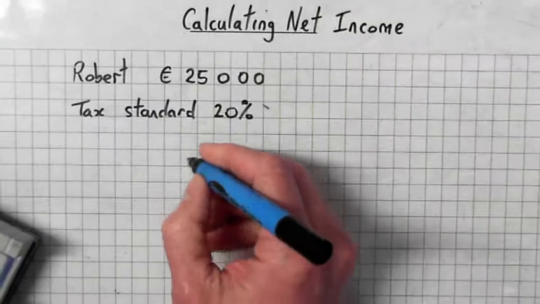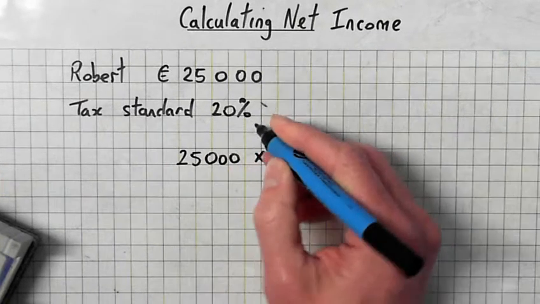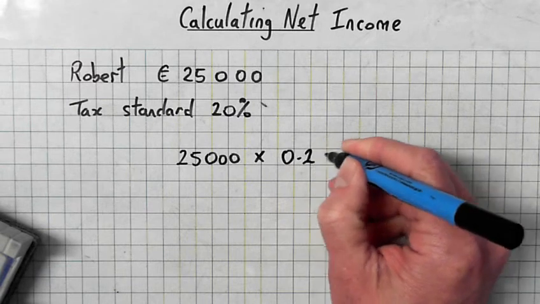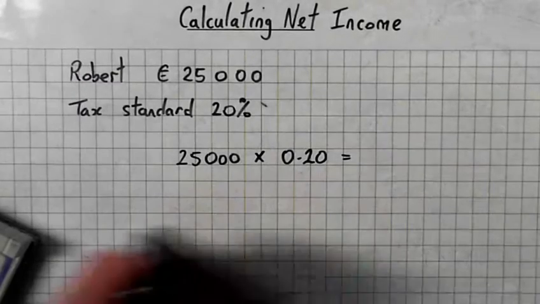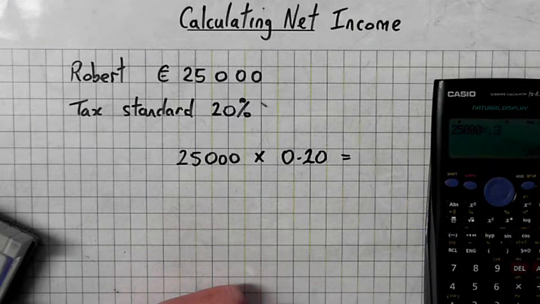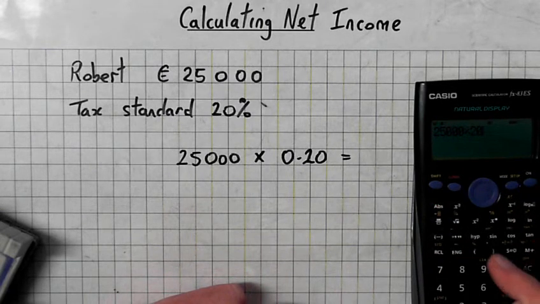So all you do is 25,000. Tax payable is 25,000 times 20%, which as a decimal is 0.2. So get your calculator. How much tax is 25,000 times 0.2? Now you can do it like that, times 0.2, or you can just key in 25,000 times 20 shift percent.